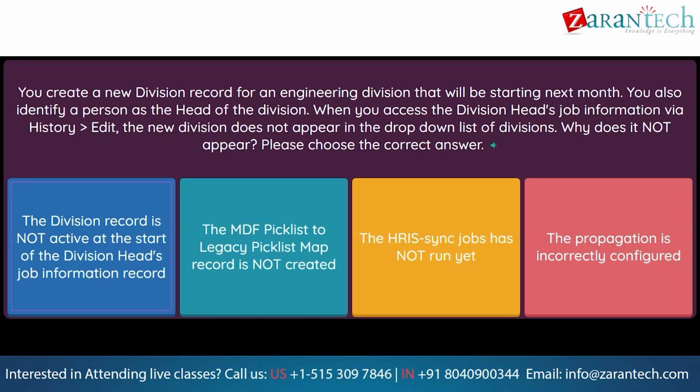Option 1, the division record is not active at the start of the division head's job information record. Option 2, the MDF pick list to legacy pick list map record is not created. Option 3, the HRIS sync jobs has not run yet. Option 4, the propagation is incorrectly configured.